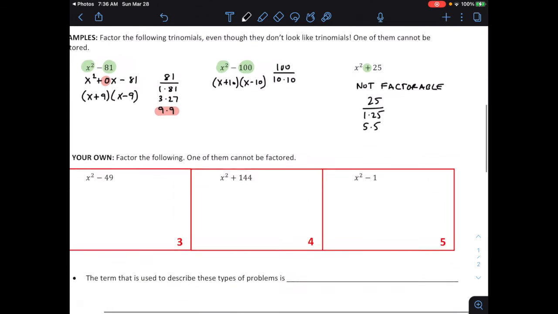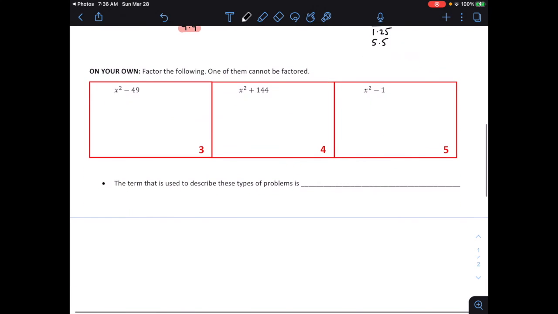All right. And they're going to do it right here in the 3 that you have to do on your own. All right, so the 3 that you have to do on your own, make sure you do those, and when you are done, make sure you submit your answers in Schoology.